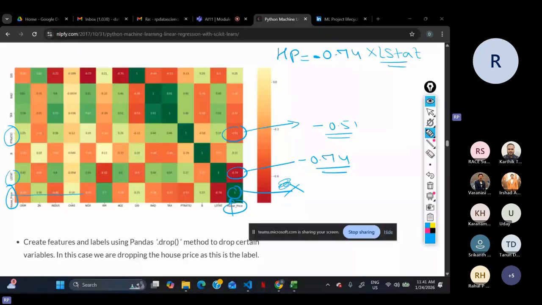Similarly, what will be the equation over here? House price is equal to minus 0.51 times people to teacher ratio. What is this one? That's right. It's an indication. It's a proxy for the quality of the public schools, right?